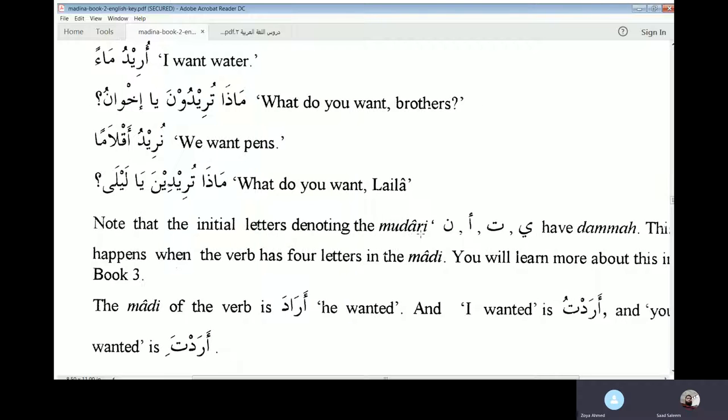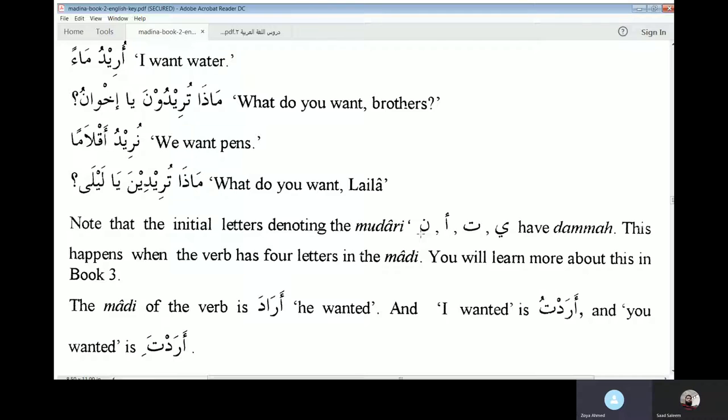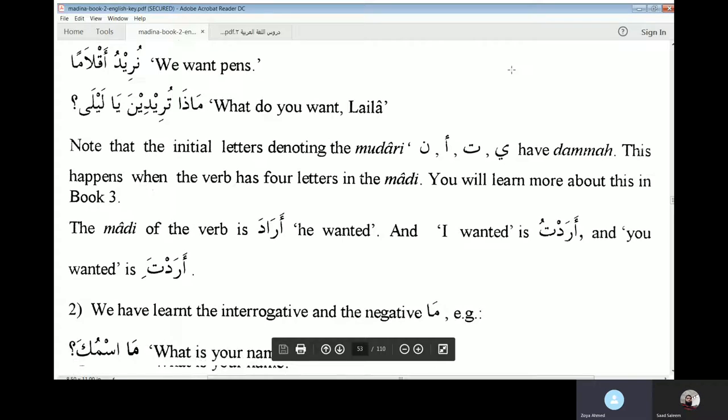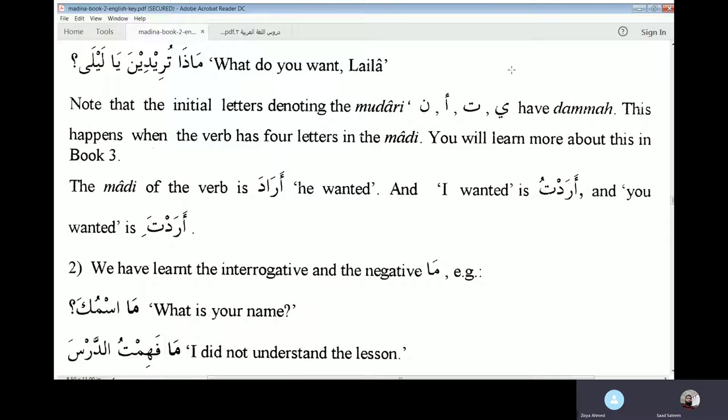Note that the initial letters denoting the mudari' are ya, ta, and so on. This happens when the verb has four letters in the madi. You can learn more about this in Book 3. The madi of the verb is arada, he wanted, and I wanted is aradtu, and you wanted is aradta, aradti.